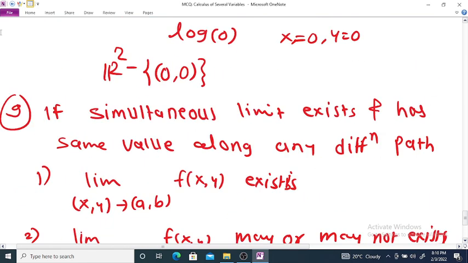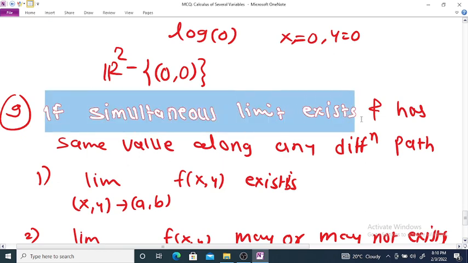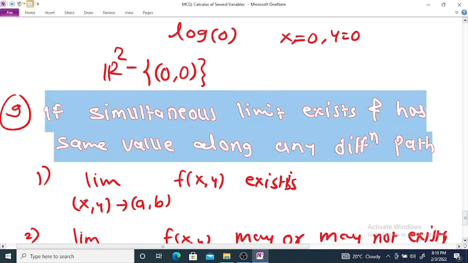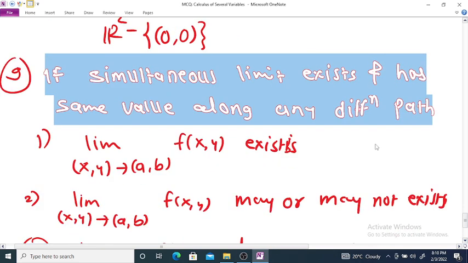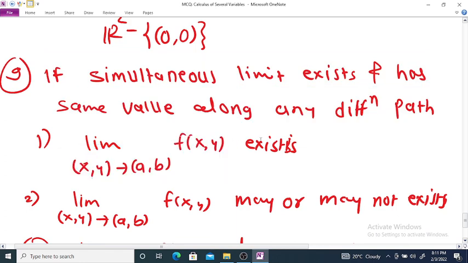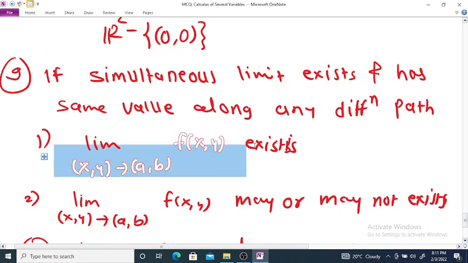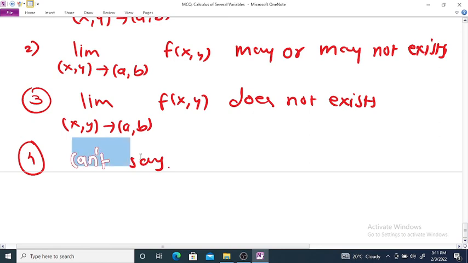Now here the simultaneous limit exists and has the same value along any different path, but what point here? The point ab, or x0 y0, is not given. So the correct option is what? We can't say anything about whether the limit as xy tends to ab may or may not exist, or we cannot say anything, so the correct option is 4.